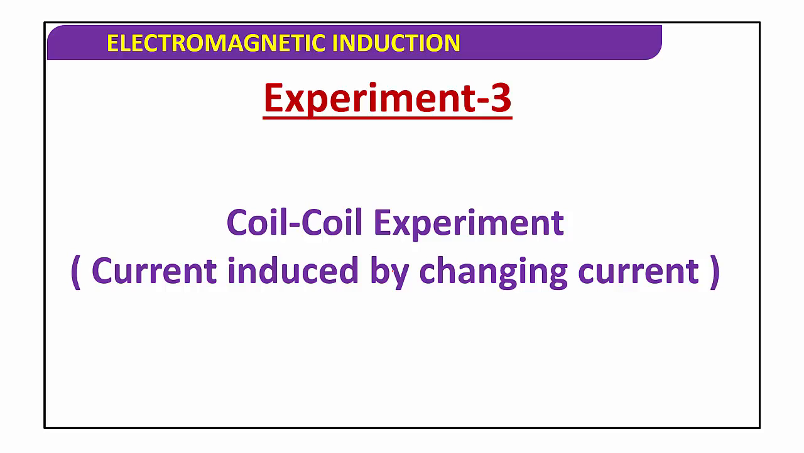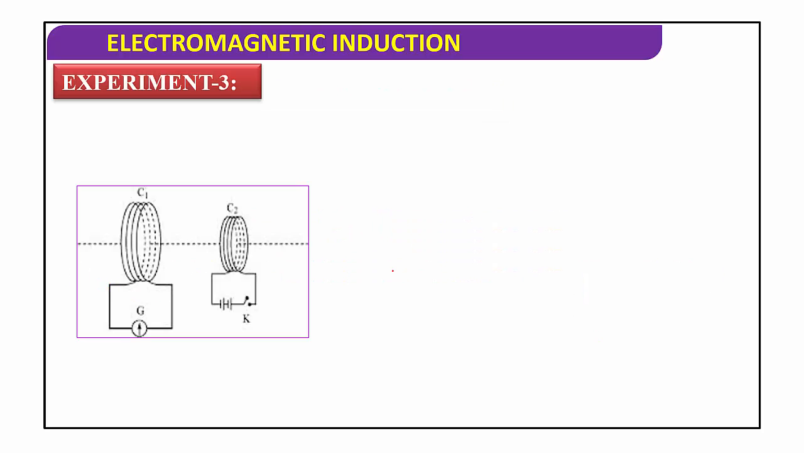Without any relative motion, we are going to generate electric current. How to generate electric current? Let us study. In experiment 3, again I am going to consider two coils. The first coil is C1 and the second coil is C2. The first coil is connected to a galvanometer. The second coil is connected to a battery and tap key. K indicates a tap key. Is it clear?